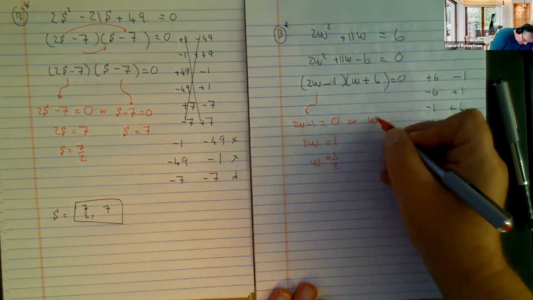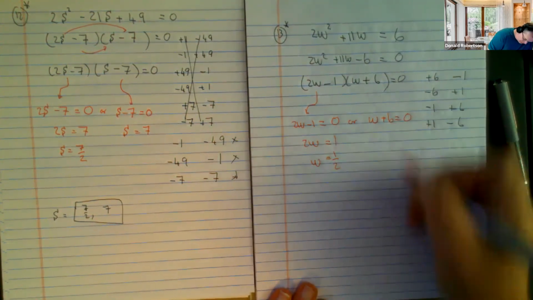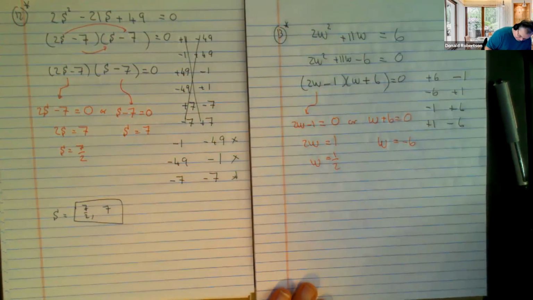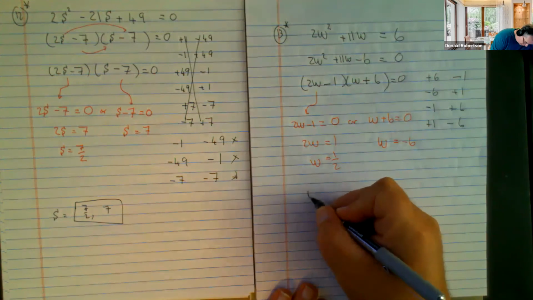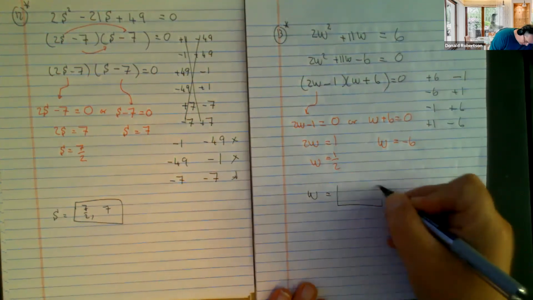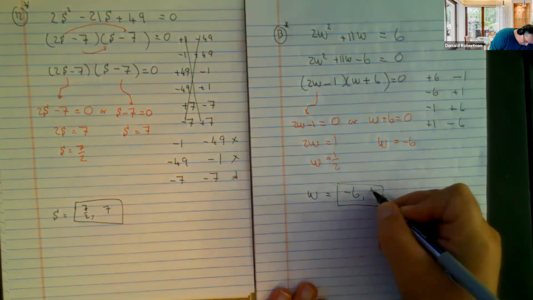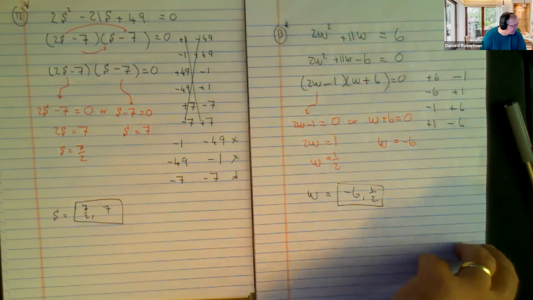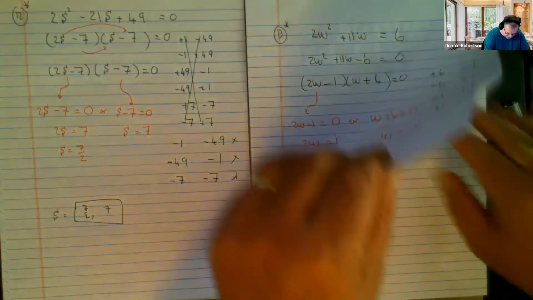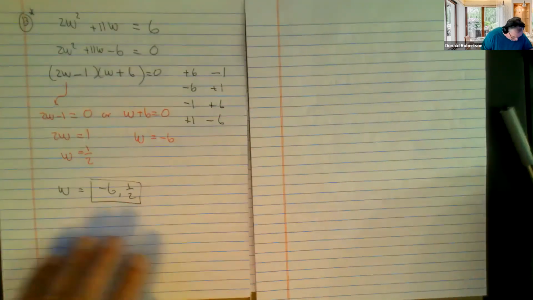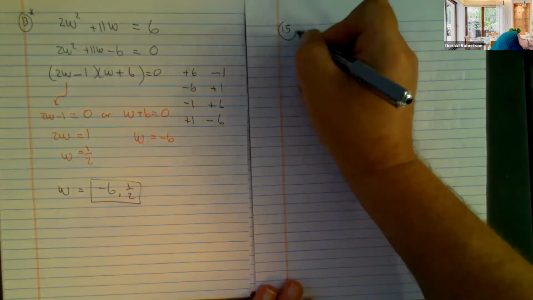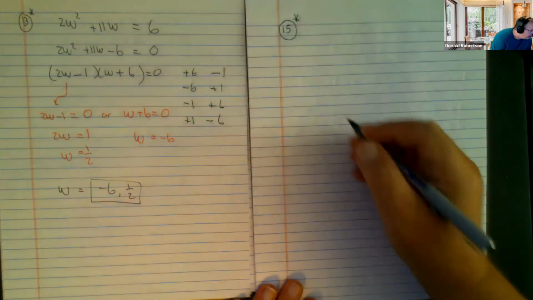Or the second factor could be 0. What value of w makes that up? -6. And our solution then would be -6, half. So our ultimate version, kind of the worst case scenario, is the version of that would be question 15.